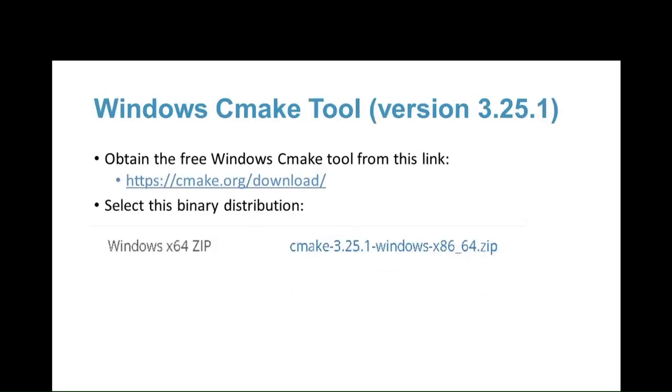So you can obtain the CMake tool from this link. You can take a screen capture of it. And you want to select the binary distribution for Windows 64-bit. And we're using version 3.25.1.